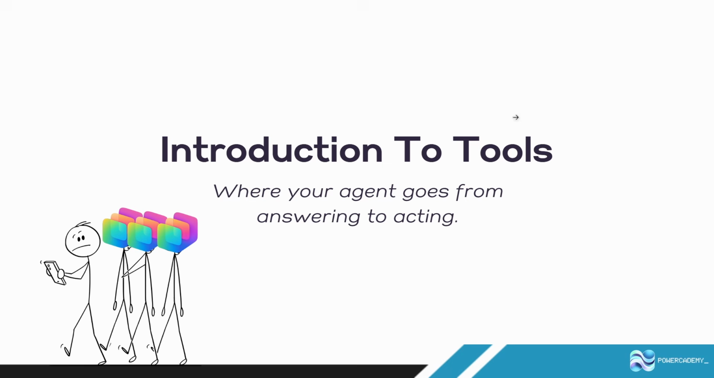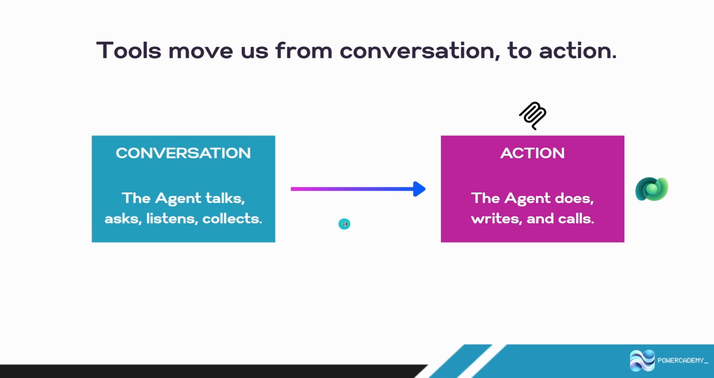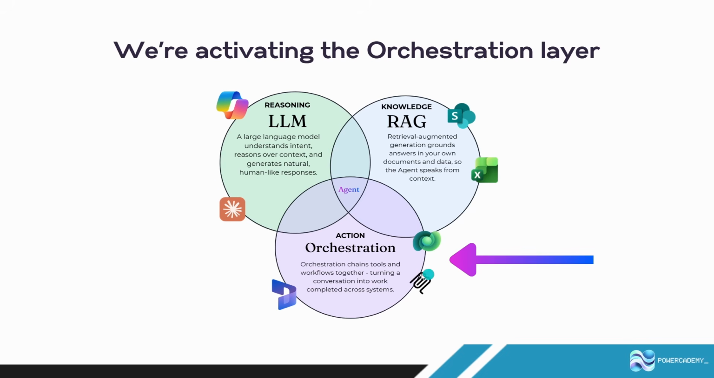Well, this is where your agent goes from answering to actually doing things. As I mentioned there, tools move us from conversation, so the agent talking, asking, listening, and collecting data, to actually doing stuff. So it writes, it calls, it reads. That's what we're moving to with tools here. We're effectively activating the orchestration layer here, and specifically within that action. So now we're actually taking that data and pushing that into Dataverse, so something is happening which is tangible in the real world.